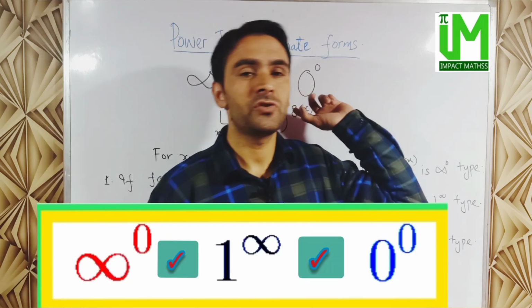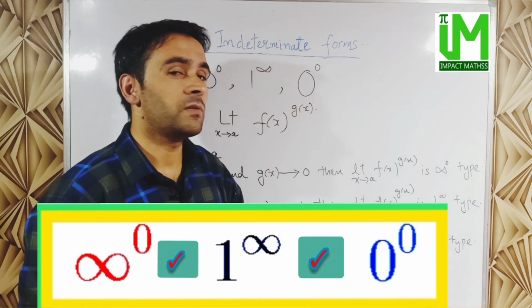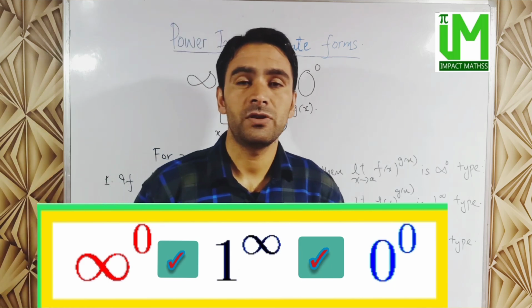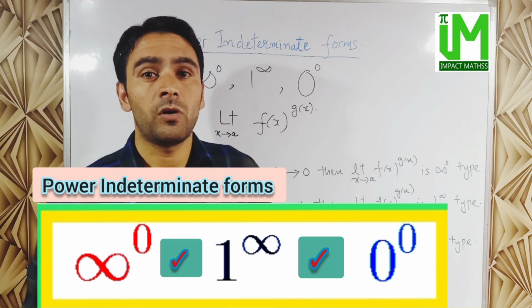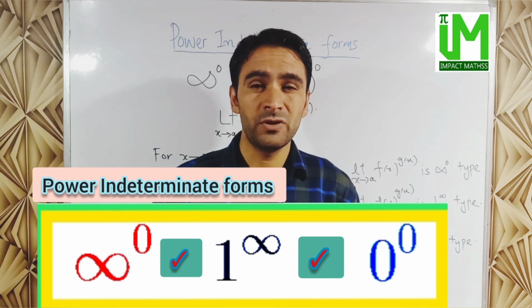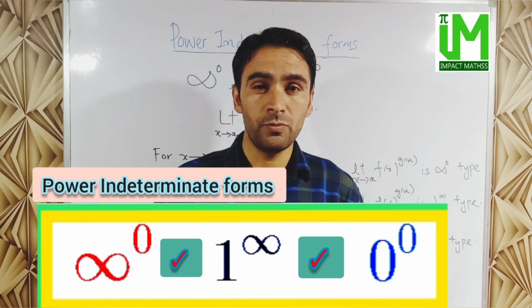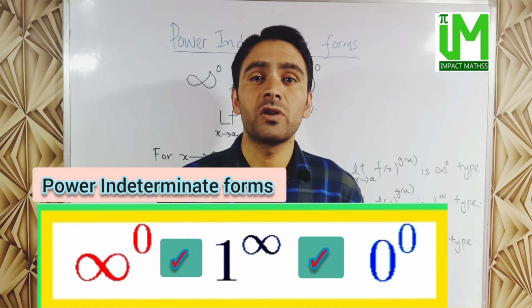आज की वीडियो में हम इनडिटर्मिनेट फॉर्म्स ऑफ द टाइप इन्फिनिटी टू द पावर 0, 1 रेज पावर इन्फिनिटी एंड 0 रेज पावर 0 देखने जा रहे हैं। And these indeterminate forms are also called power indeterminate forms. Obviously, the forms are obtained due to the powers or indices.